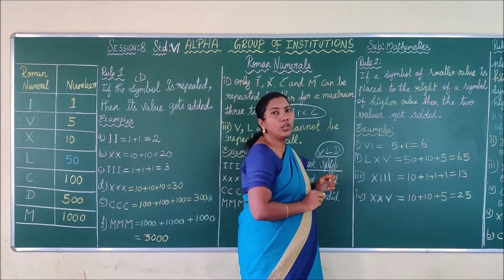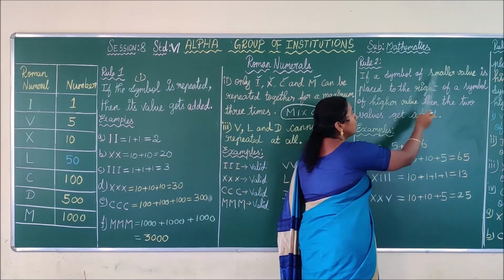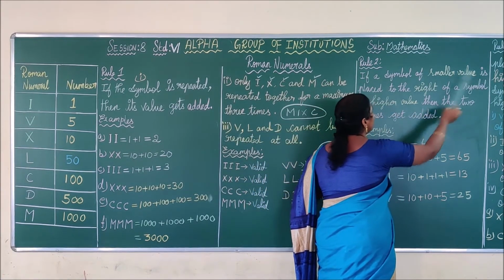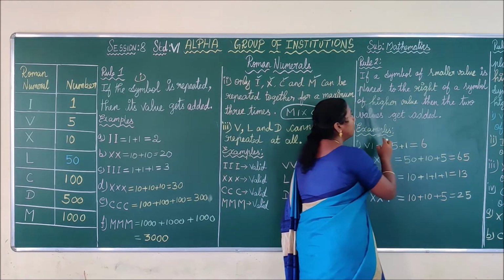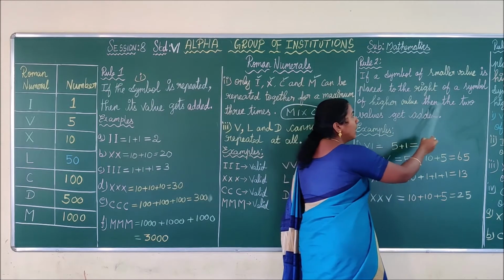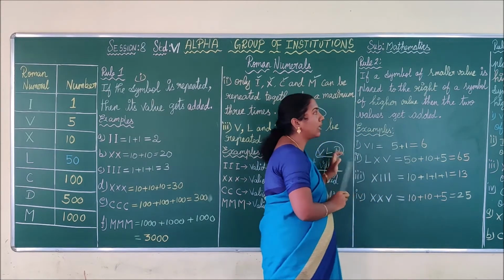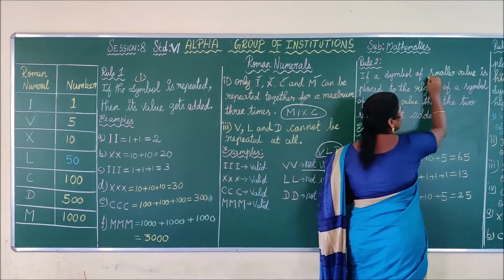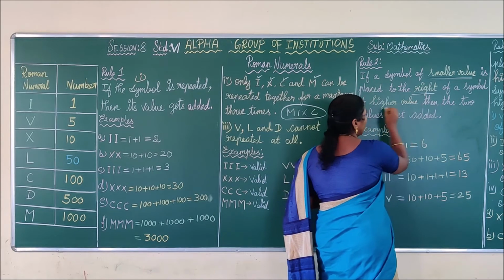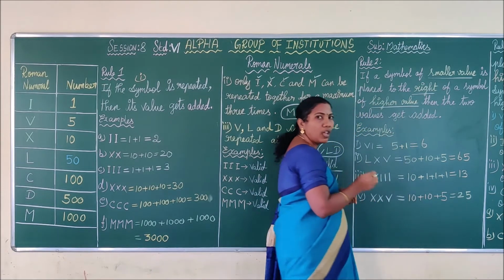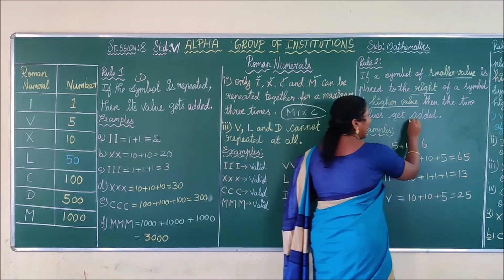What is rule 2? It is an important rule also. If a symbol of smaller value is placed to the right of a symbol of higher value, then the 2 values get added. Listen carefully, children. A symbol of smaller value is placed to the right of the higher value, then the 2 values get added.